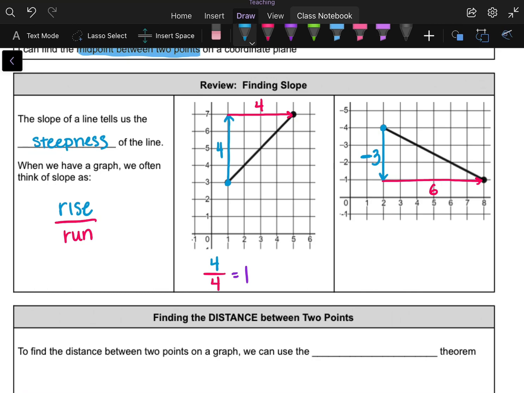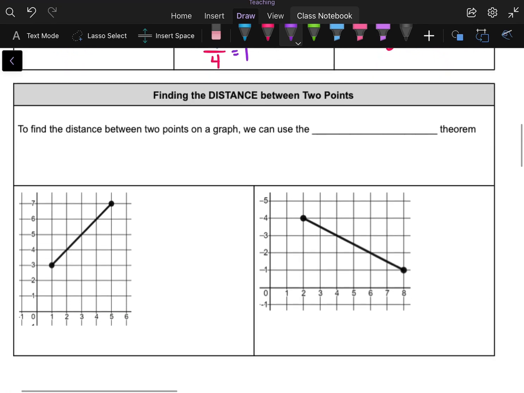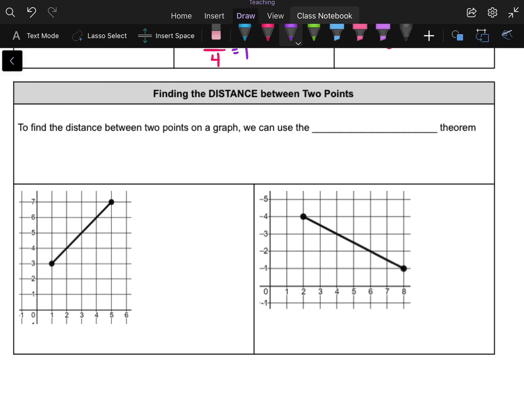Okay, so always go up or down before you move left or right. So our slope is going to be -3 divided by 6, which simplifies to -1/2. Always simplify your slope again so you can see what it's equivalent to. The next section we're going to look at is finding the distance between 2 points.